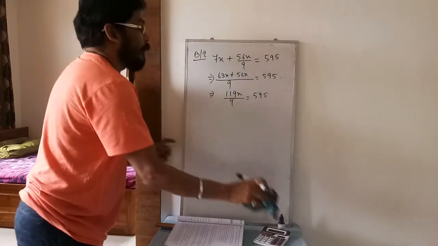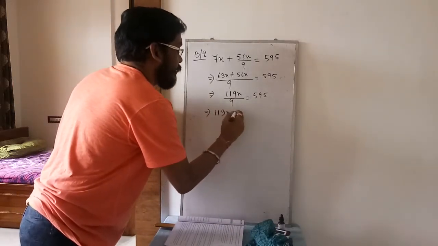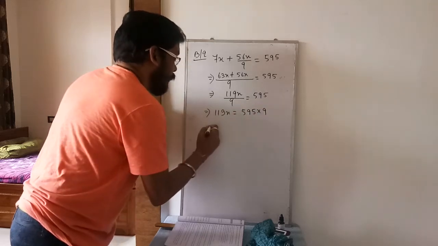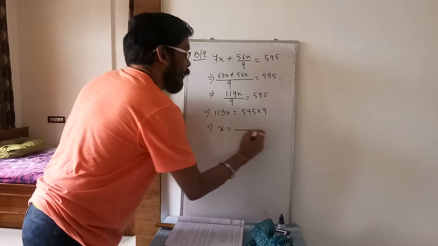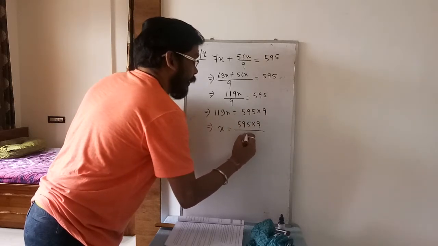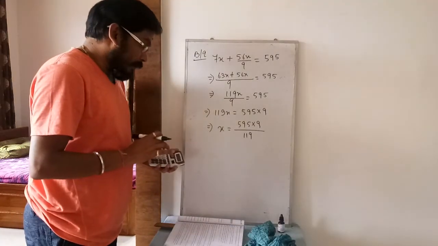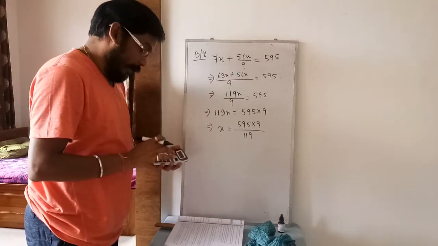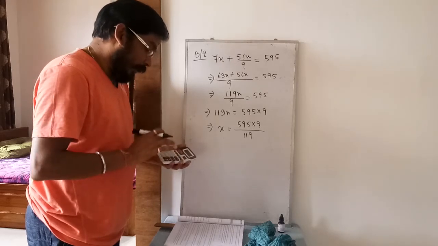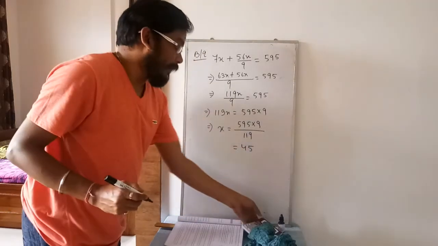I have to find the value of x. I have to cross multiply now. So 119x equal to 595 into 9. This implies x equal to 595 into 9 by 119. So what will be my answer? 595 into 9 divided by 119. I will get here 45. So this is the value of x.